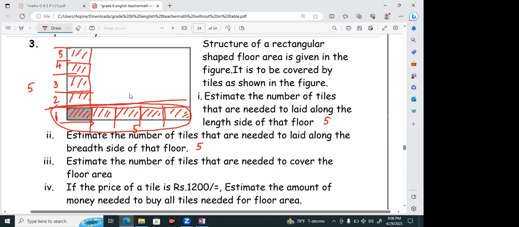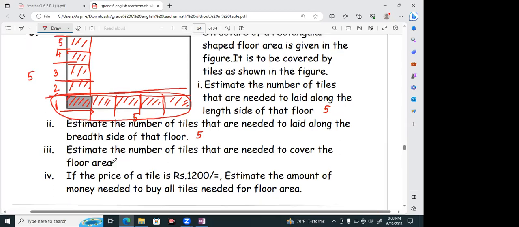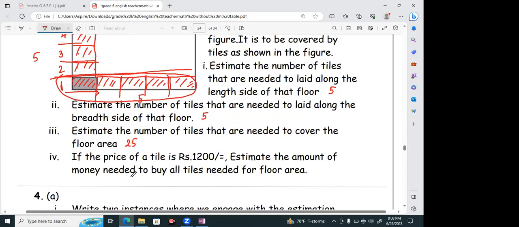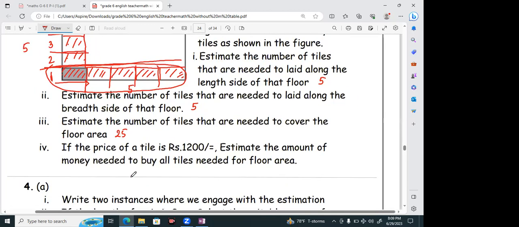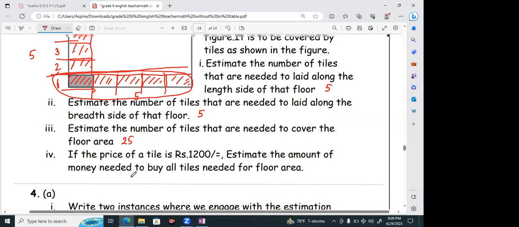That means to cover this floor area, we need how many tiles? How many tiles do we need then? 25. It is 25 tiles. Very good. If the price of a tile is 1,200, estimate the amount of money needed to buy all the tiles needed for the floor area. Okay.